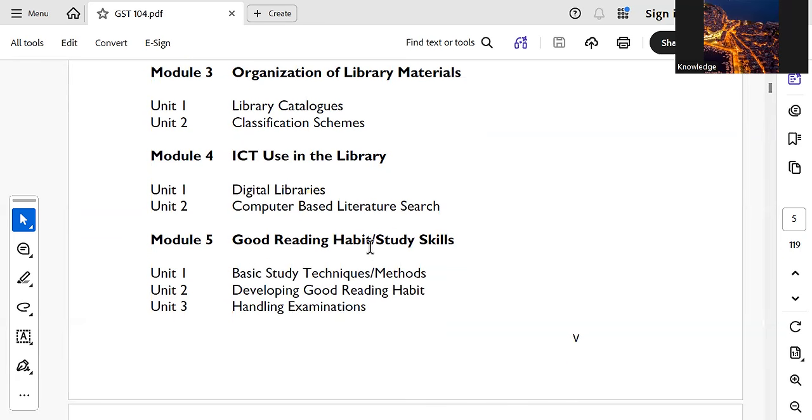And in Module 5, we'll talk about good reading habits and study skills. You'll see that these reading habits, you've done it in your GST101, you've done it in your NOU 107. You are meeting it again now in second semester in GST104. The reason is that it's an important skill if you will succeed as a student in any institution you find yourself. You will need to read.